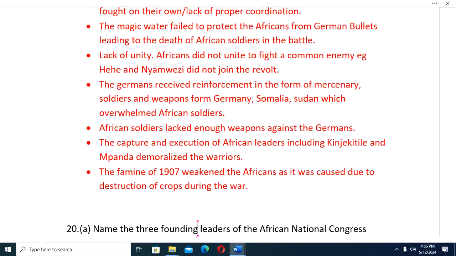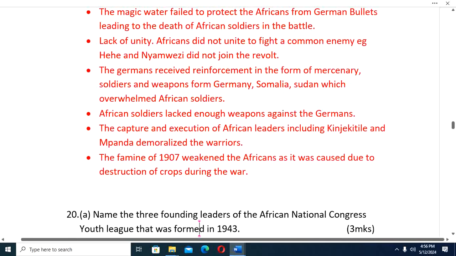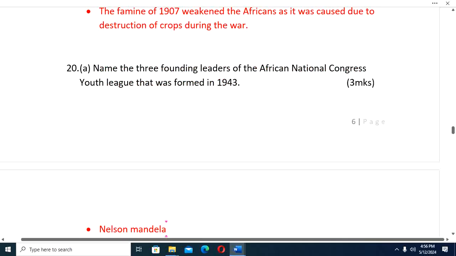Lack of unity. Africans did not unite to fight a common enemy. E.g., the Hehe and Nyamwezi did not join the revolt. These are 2 examples of communities that did not fight in the Maji Maji rebellion, Hehe and Nyamwezi. Then Germans received reinforcement in the form of mercenary soldiers and weapons from Germany, Somalia, Sudan, which overwhelmed African soldiers. Next, African leaders.